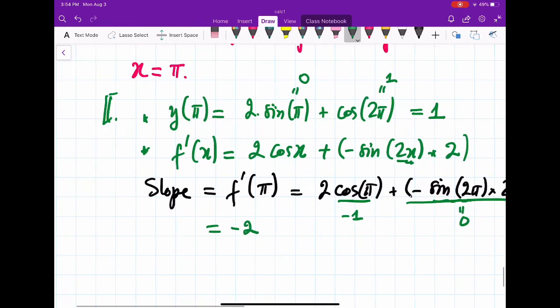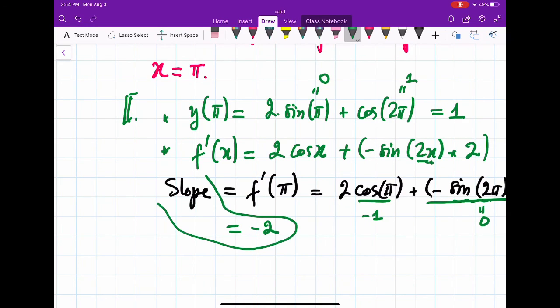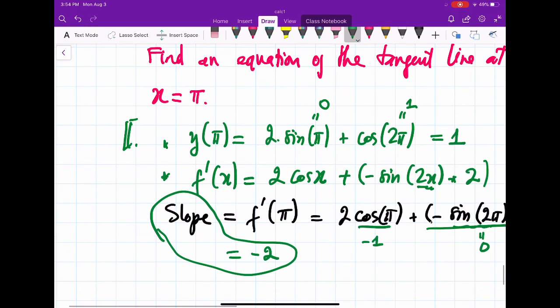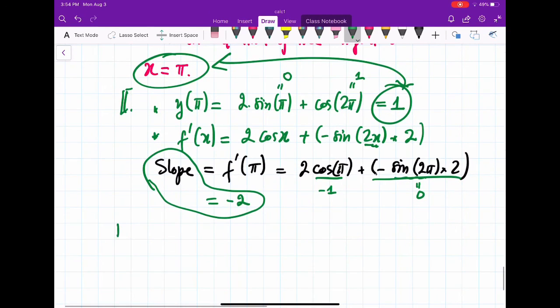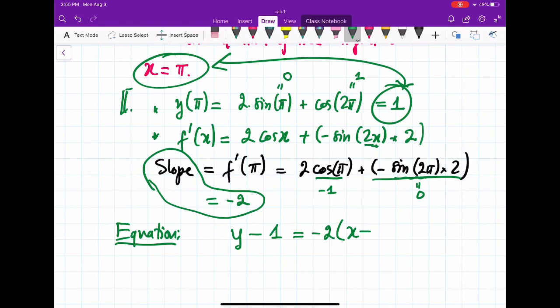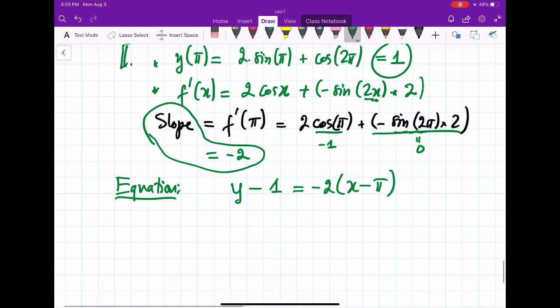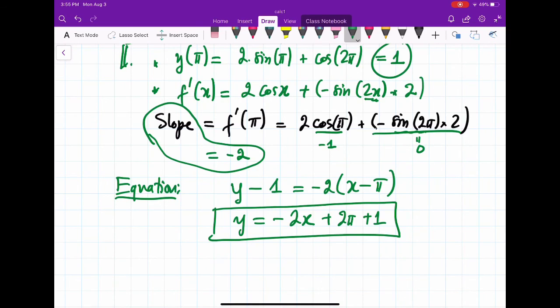Okay. Once you have the slope, you have the point x and y. You can write the equation. y minus 1 equals negative 2 times x minus pi. Then y equals negative 2x plus 2 pi plus 1. And that is the equation of the tangent line at x equal to pi.